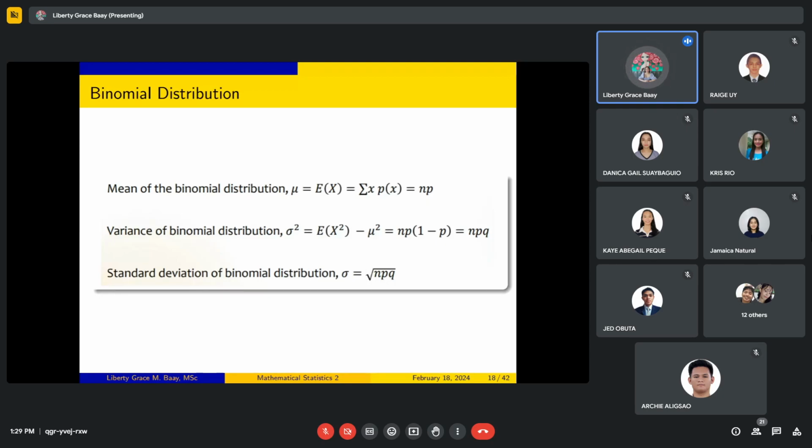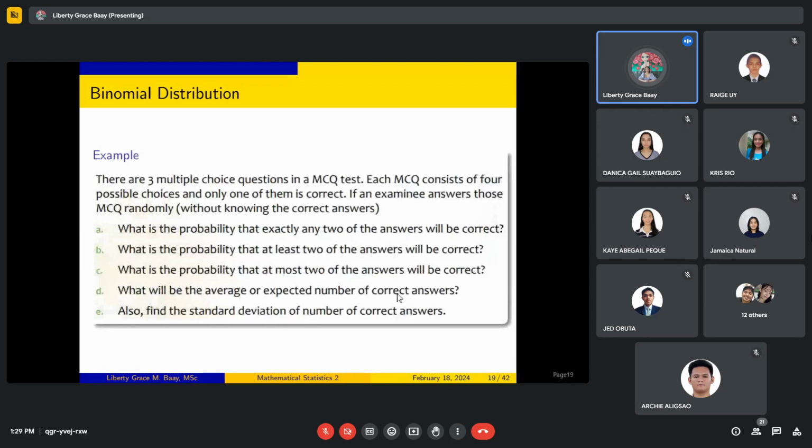Okay, the standard deviation is just the square root of the variance. So we have the square root of npq. Okay, so we have here an example.